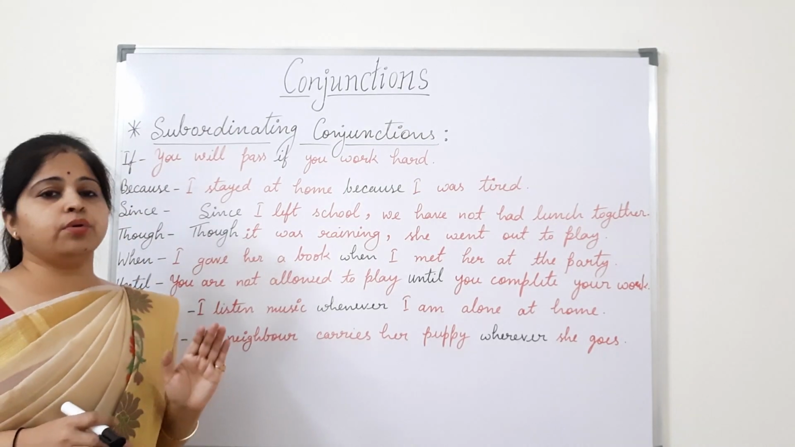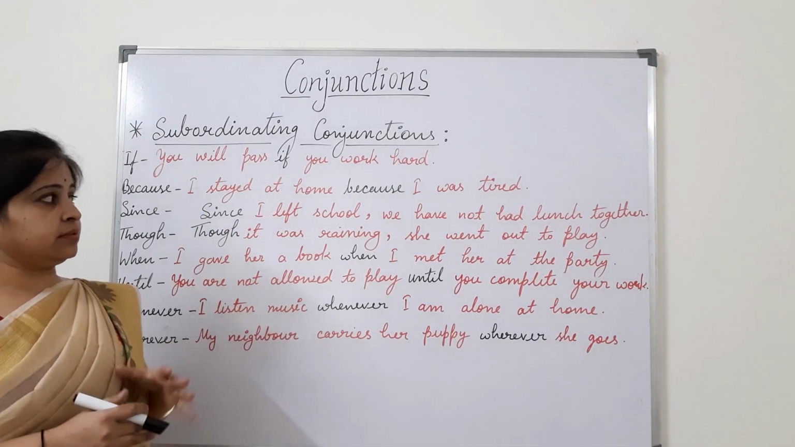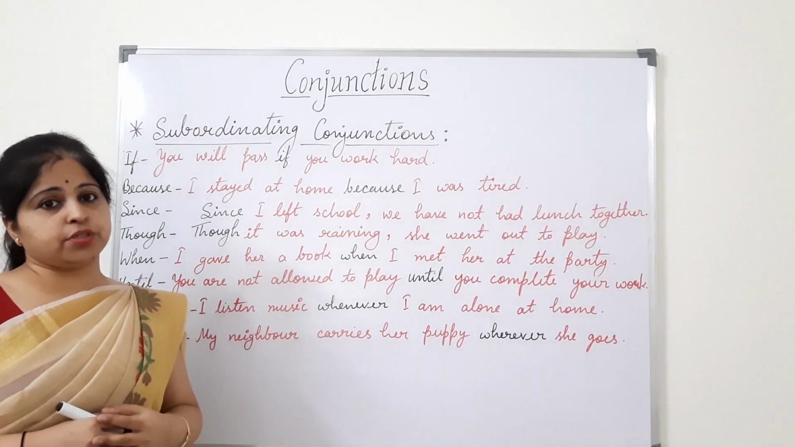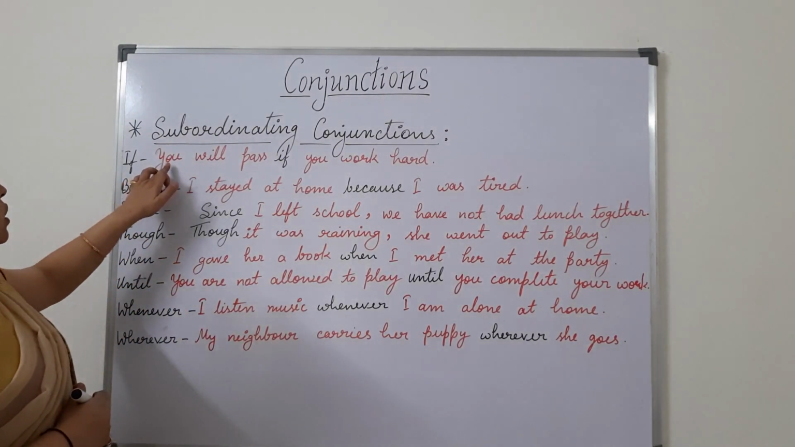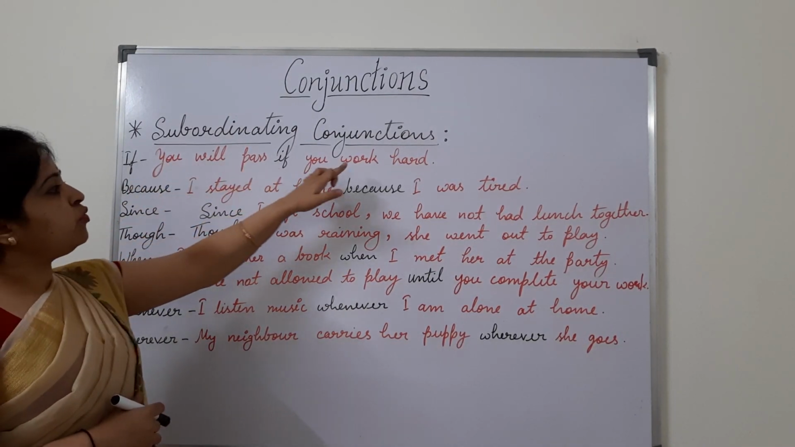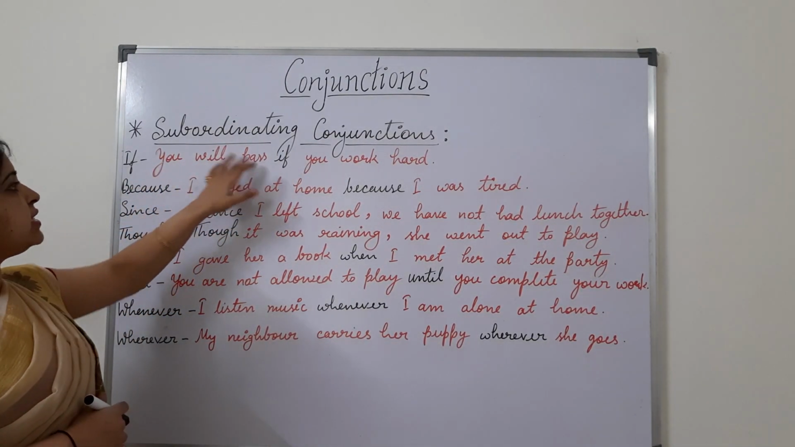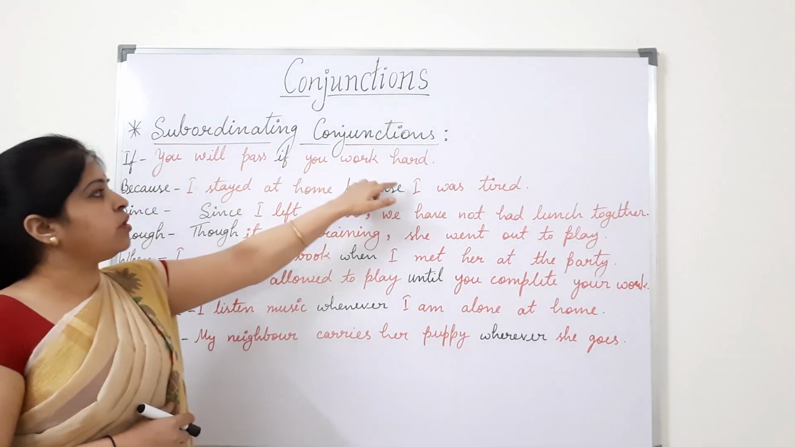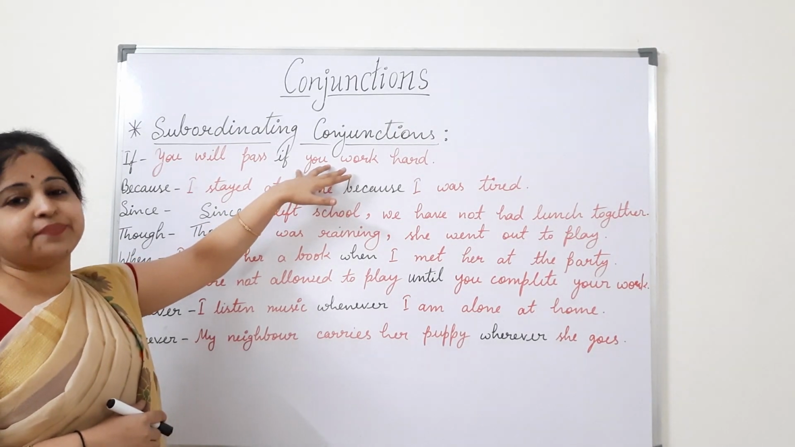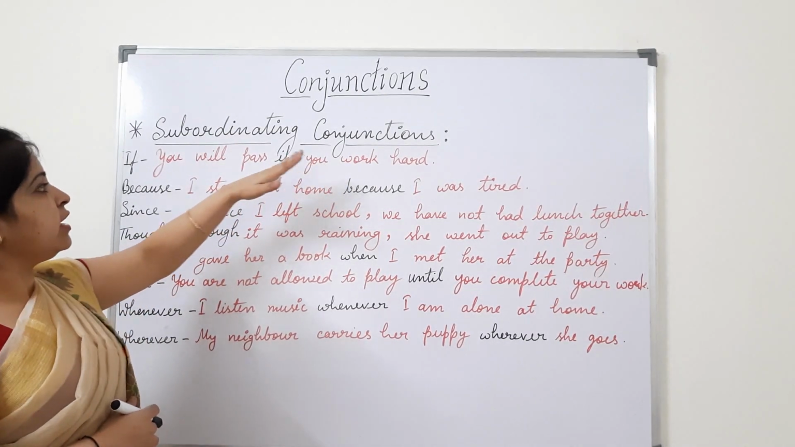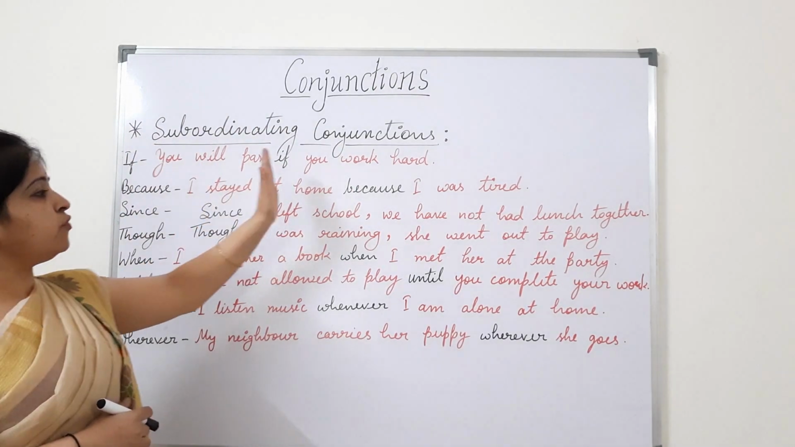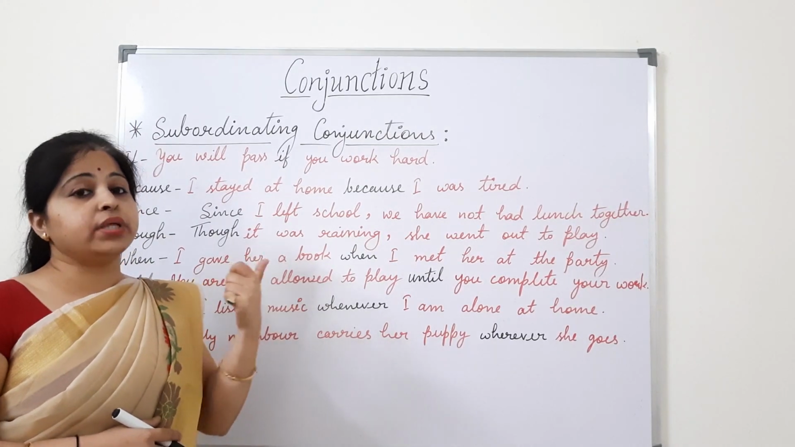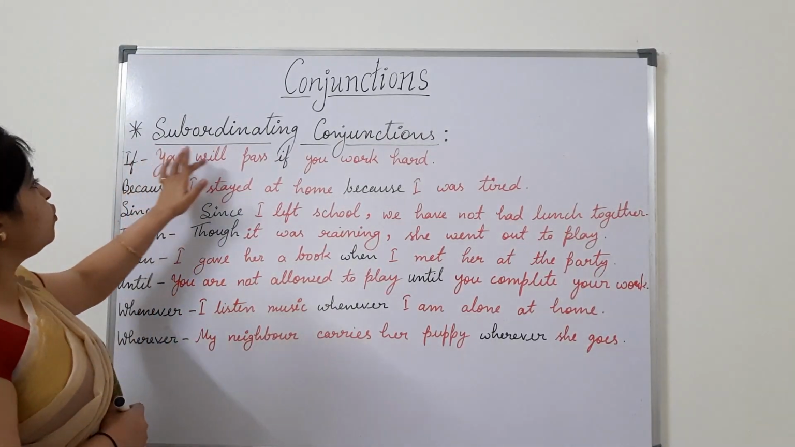Why? Because we know that a dependent clause begins with a subordinating conjunction. You see, "you will pass if you work hard": "you will pass" is the independent clause, and "if you work hard" is the dependent clause. So if you begin with "if you work hard," you will have to put a comma also, because now you are going to begin with the independent clause, which is "you will pass."